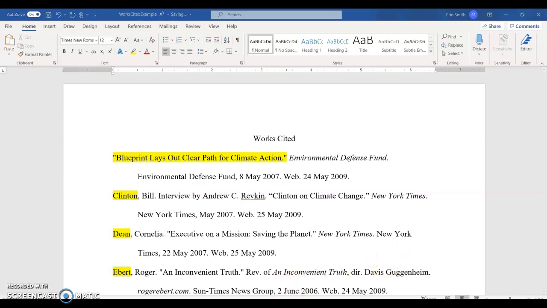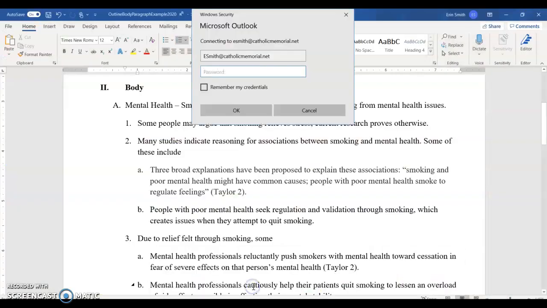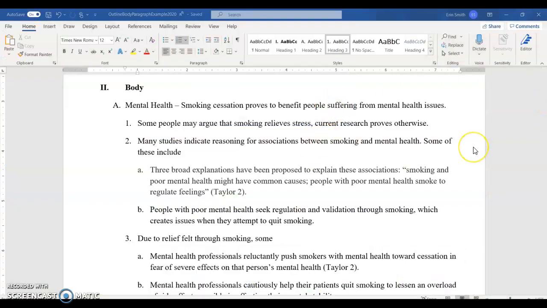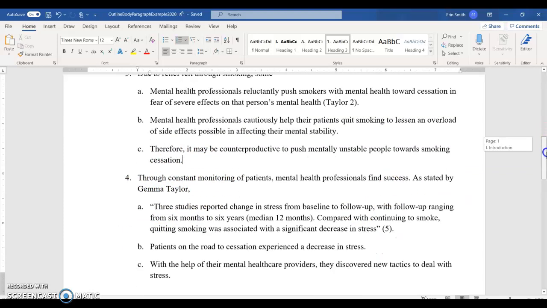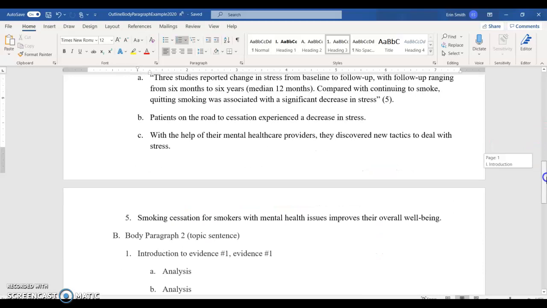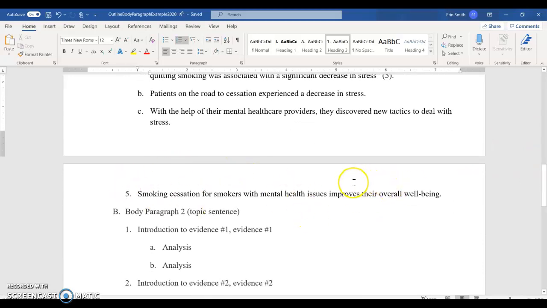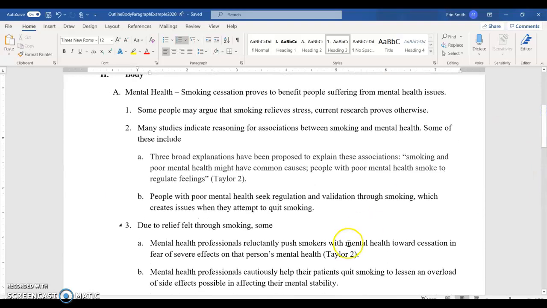So back to my example. I have my evidence and then my analysis. And then I move on to my next piece of information and I analyze it. You notice I use transition words. Then I move on to my next piece of evidence and I analyze it. And then I end with my clincher. So I'm pulling everything together. So there is an example of a body paragraph.